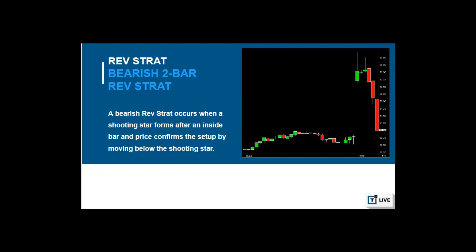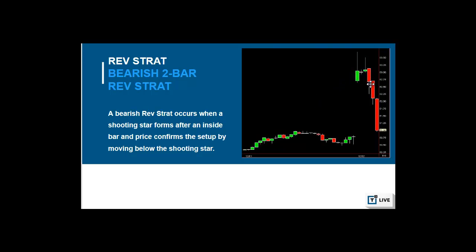Here's the next one, once again, the bearish 2-bar rev strat. And so once again, when you hear me on the VTF, we'll say rev strat down. For right now, this is bearish because it is going down, right? Bearish rev strat occurs when a shooting star forms after an inside bar and the price confirms the setup by moving below the shooting star. Once again, this is our price equilibrium inside bar. It goes up, comes back down and closes, forming a shooting star, countering the inside bar.